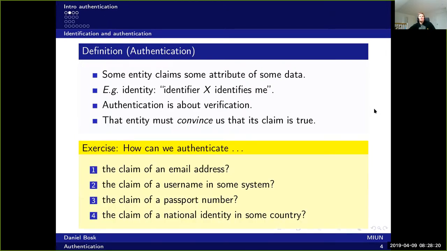So take a few minutes to think about how we can authenticate the claim of an email address. Me saying that this is my email address, how do you verify that it's actually my email address? And the same, the claim of a username in some system, how do you prove or authenticate, verify the claim of a passport number and the claim of a national identity in some country? Think about these for a few moments.